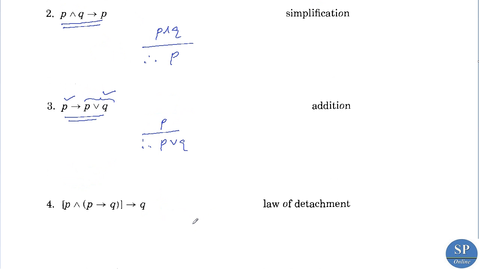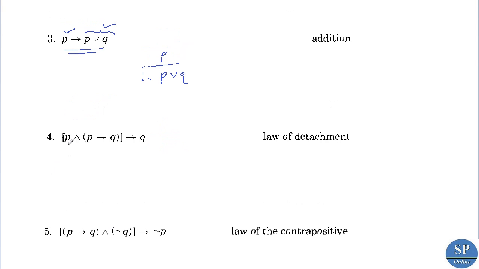Now the law of detachment. The law of detachment is P conjunction (P implies Q) implies Q. We can express this in inferential form as: first hypothesis P, second hypothesis P implies Q. And the conclusion is: if P and P implies Q are true, if these two hypotheses are true, then the conclusion Q is true. So this will be the inferential form of the law of detachment.